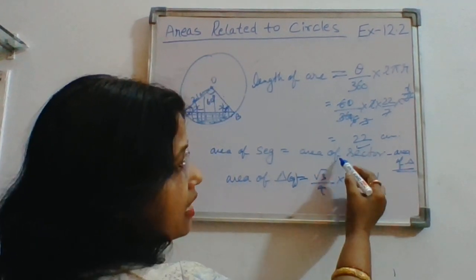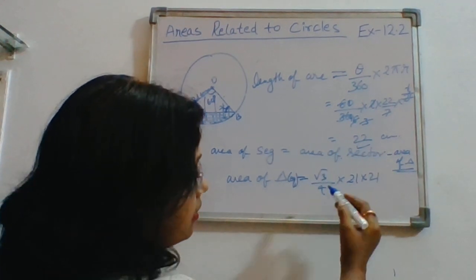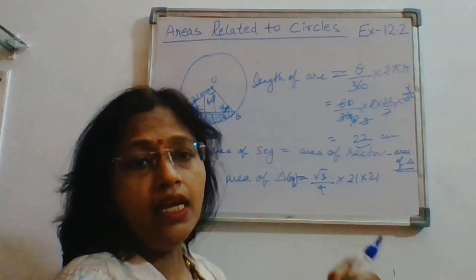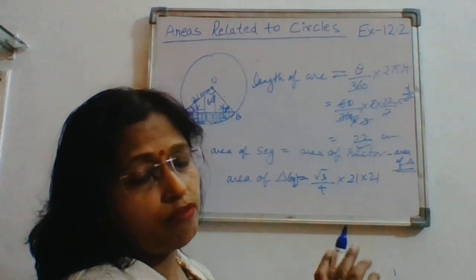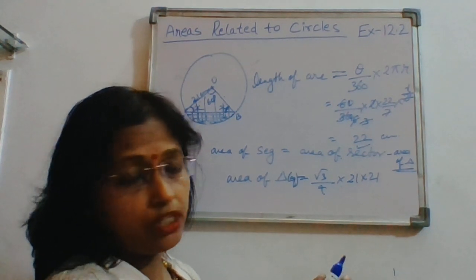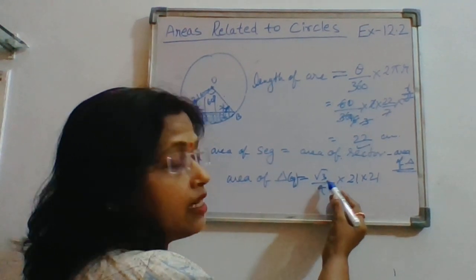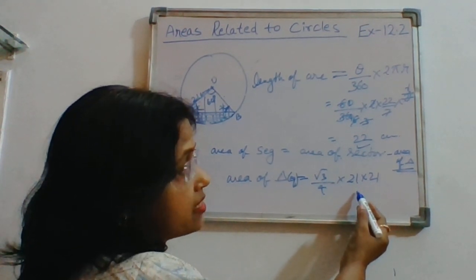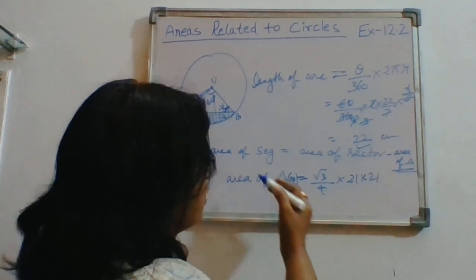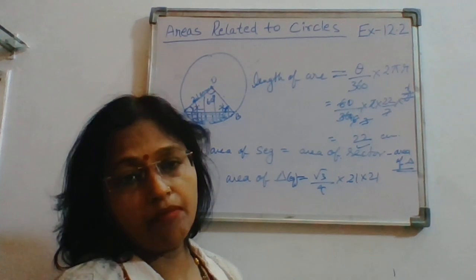Right? The area of the sector in the second part you have calculated. Calculate this. Leave this in the form of root 3 if the value of root 3 is not given in the question. Although we know its value, it's 1.732. You can put the value there, calculate it up to 2 decimal places, and from the area of the sector, subtract the area of the triangle, you will get the area of the segment. Clear?